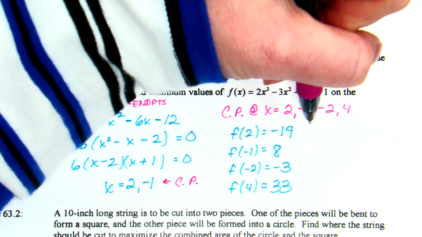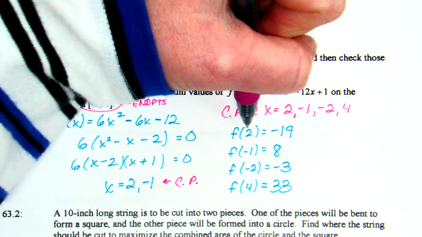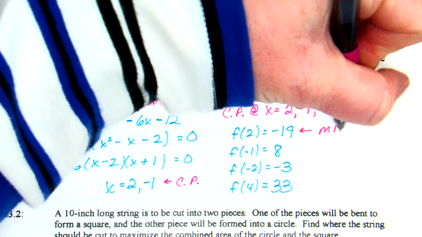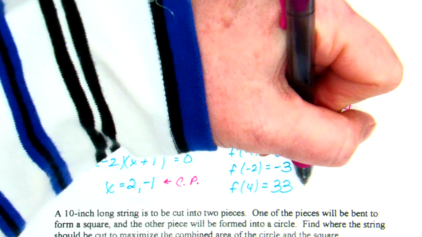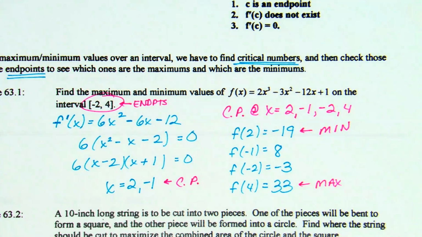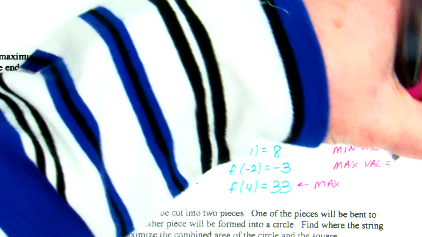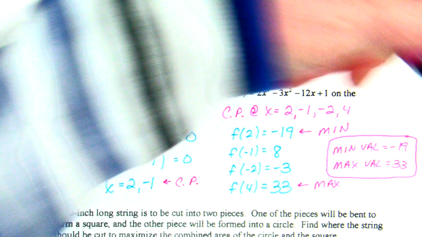So, technically, my minimum is located at 2, but what is my minimum? Negative 19. My maximum is located at 4, but what is that max? Did I make my point? I'm not good at always pointing that out. So, min value was negative 19. Max value is 33.